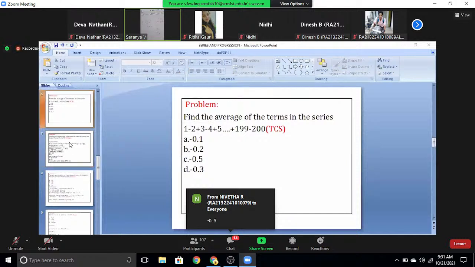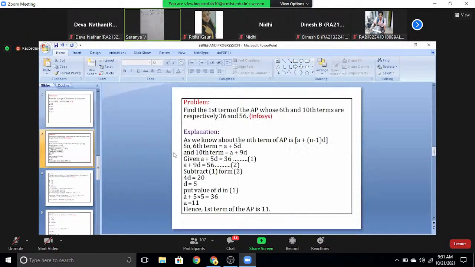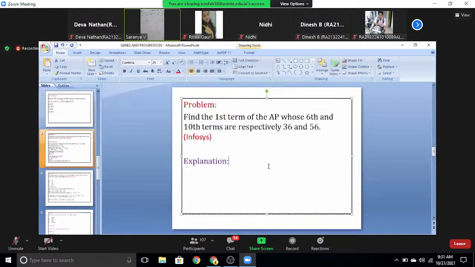Okay. So now I'm going to give the question which is based on the arithmetic progression. In this question, series are not given. What is given in the question? Find the first term. It is based on the arithmetic progression. That means each number is added by the same difference. In the series, the difference is same. And the sixth term and the 10th term are given in the question. What will be the first term in the series?